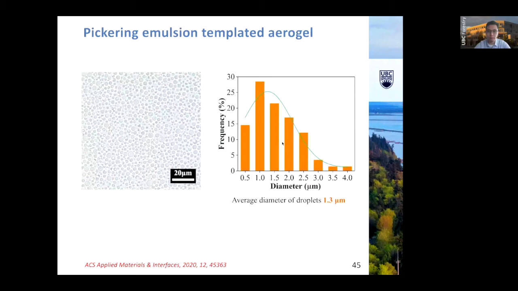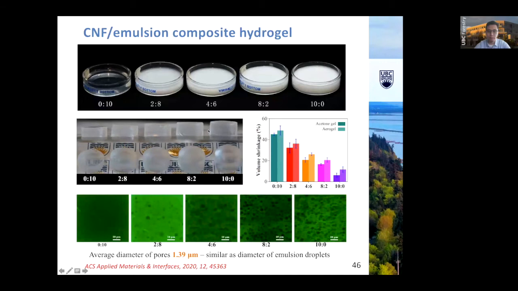So what we did, I will just quickly go through, since it's kind of running late. We use an oil-in-water Pickering emulsion. For example, here we use hexadecane oil in water, with a particle size of about 1.3 micrometer. And then after we got the emulsion, we can mix it in different ratios with the cellulose nanofiber suspension.